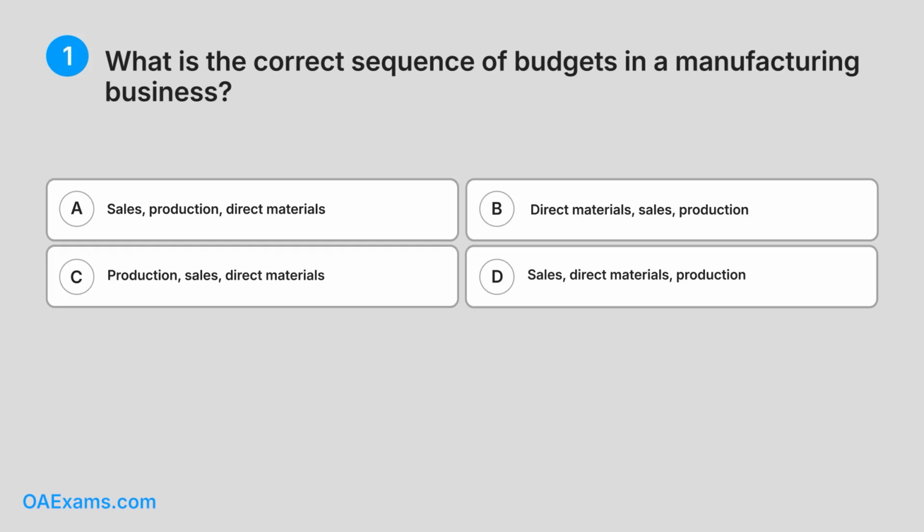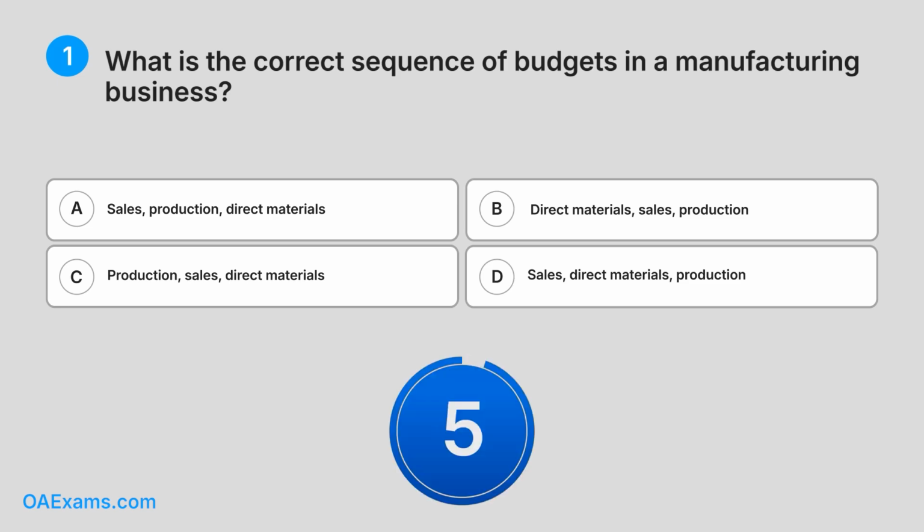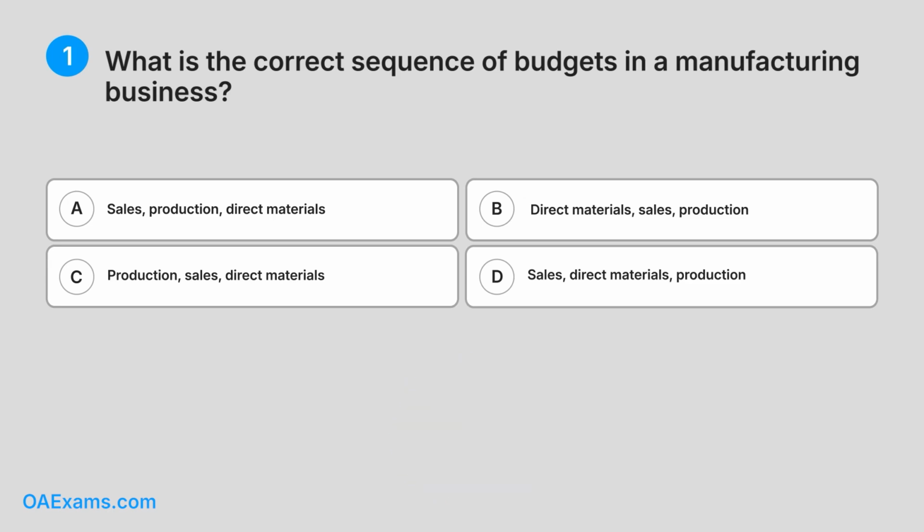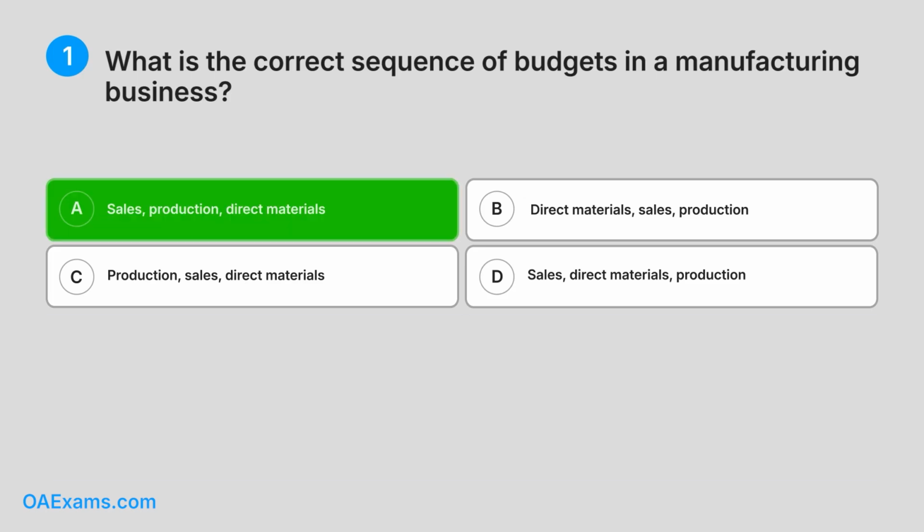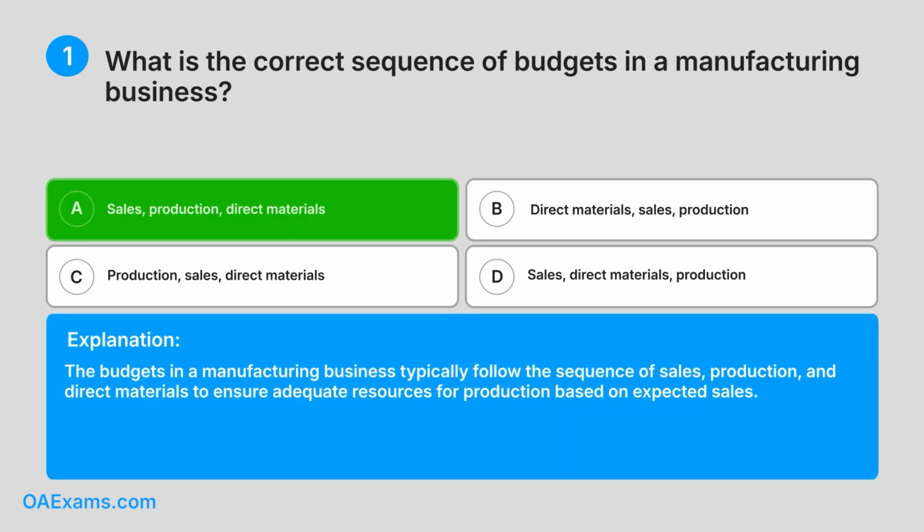1. What is the correct sequence of budgets in a manufacturing business? A. Sales, production, direct materials. B. Direct materials, sales, production. C. Production, sales, direct materials. D. Sales, direct materials, production. Can you guess the answer? Correct answer: A. Explanation: The budgets in a manufacturing business typically follow the sequence of sales, production, and direct materials to ensure adequate resources for production based on expected sales.